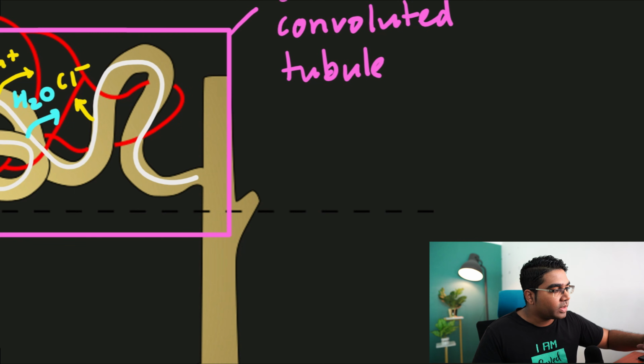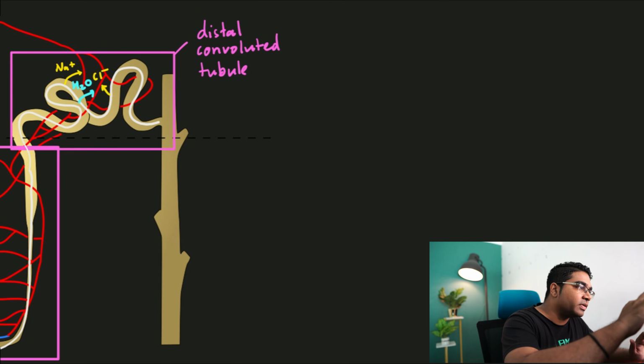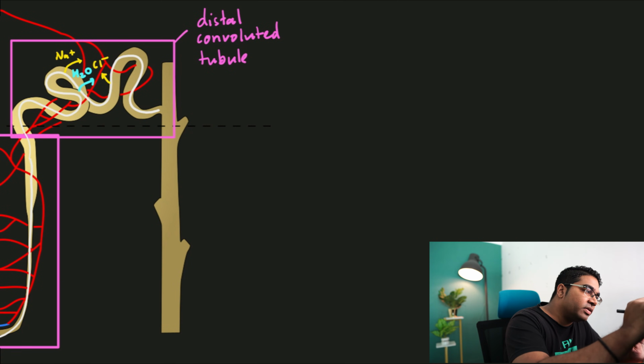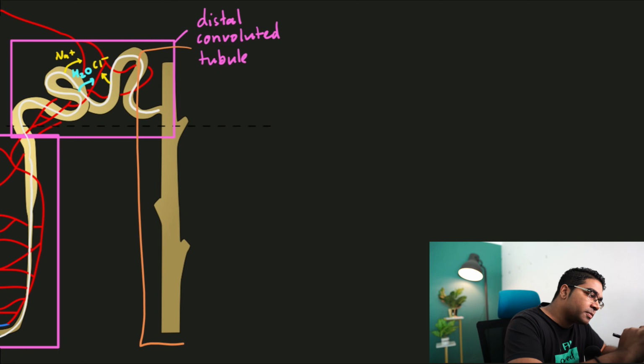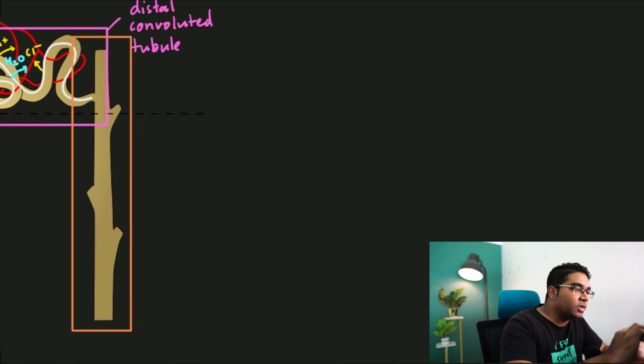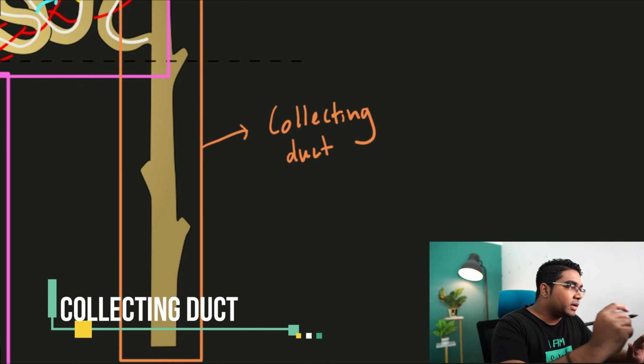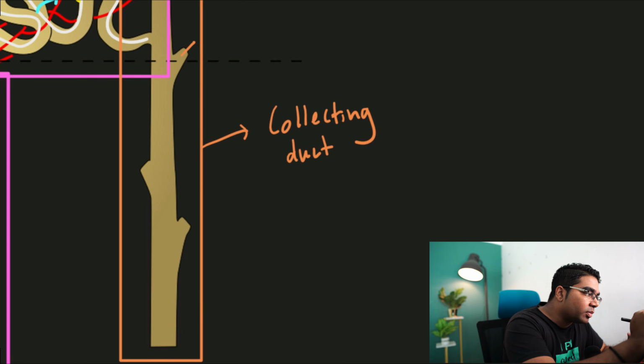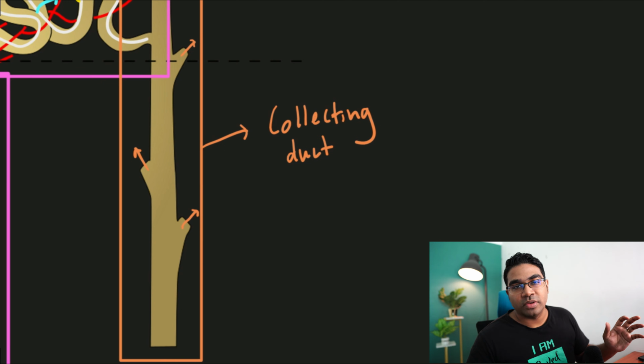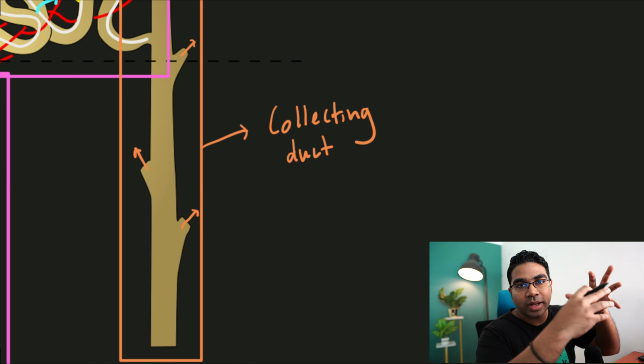Once this is done, we are going to enter the final structure of the nephron, and that is this structure over here. This structure is known as the collecting duct. As you can see, the collecting duct has other openings here as well. So these are all connected to other nephrons. That is to say, many nephrons connect to a single collecting duct. So far we've covered ultrafiltration and reabsorption.